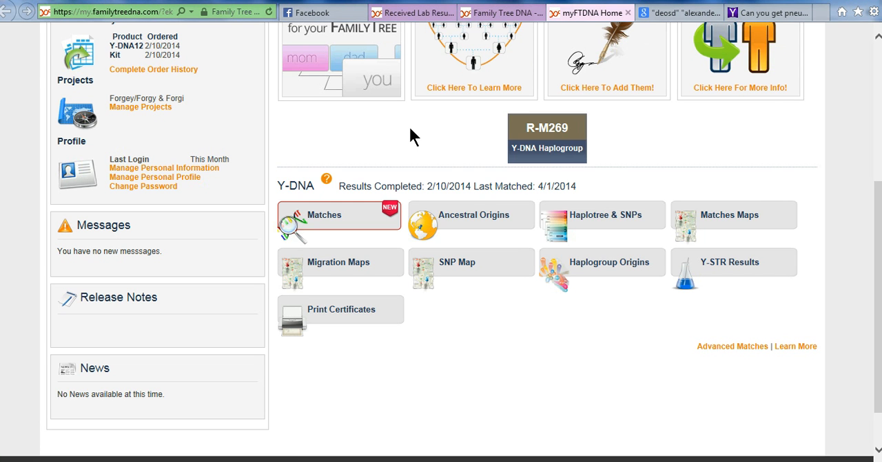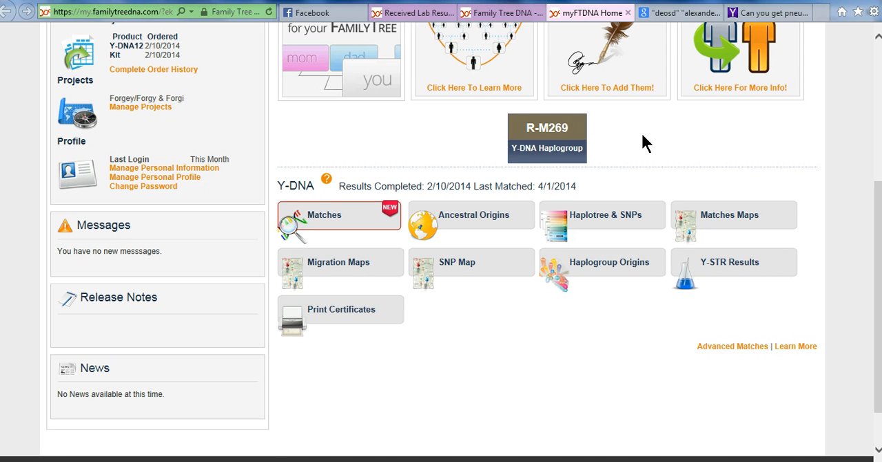Glendon Forgey's Y-DNA results came in yesterday on April 1st, which seemed like an April Fool's joke at first, because, oh my God, I didn't believe that he could be in the R haplogroup. So he is not related to any of the other men who have already tested. He's in the R1B1A haplogroup.